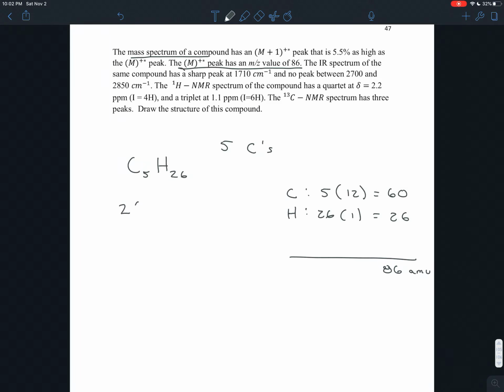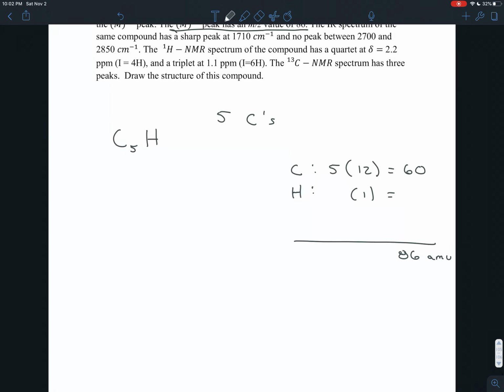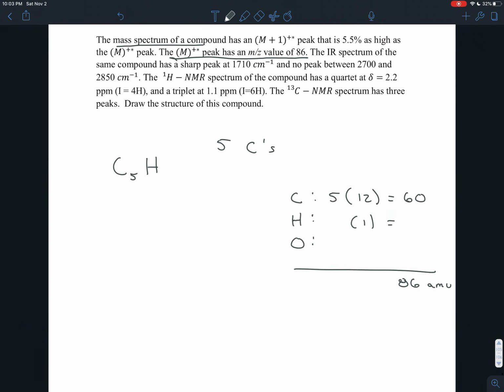At most, you can fit 2 times the number of carbons plus 2. So here that would be 2 times 5, plus 2, is 12. No way you can fit 26 hydrogens on those 5 carbons. What that means is that we must have another element. So let's try the most abundant element after carbon and hydrogen. That's going to be oxygen. Actually, oxygen is much more abundant than carbon, but we know that we have 5 carbons because of the n+1 peak.